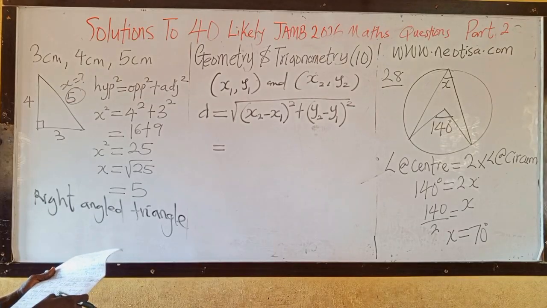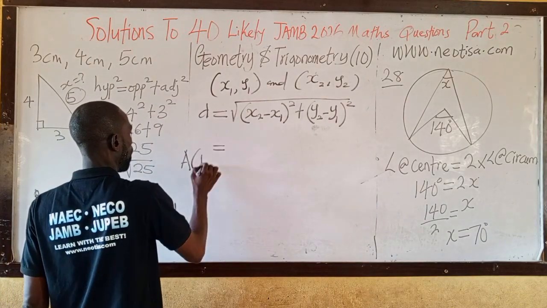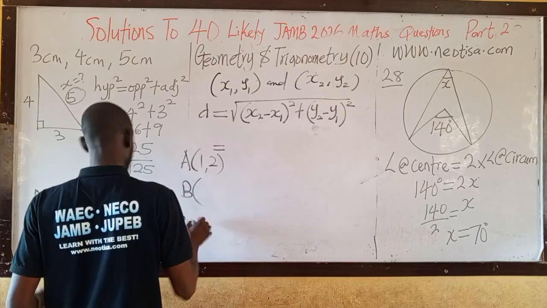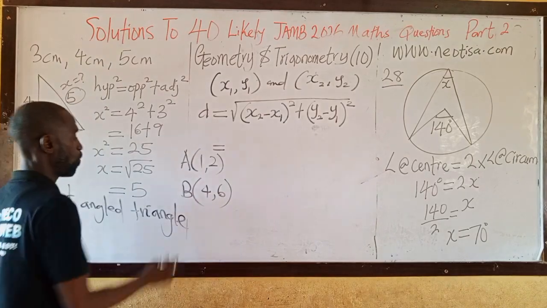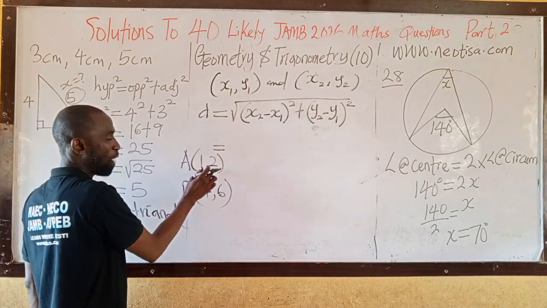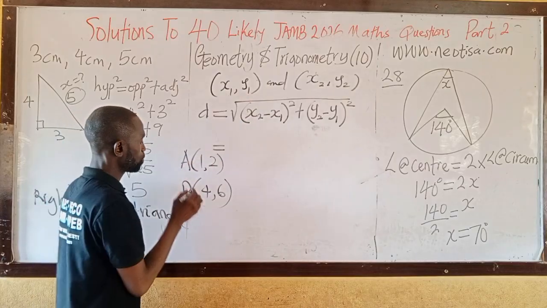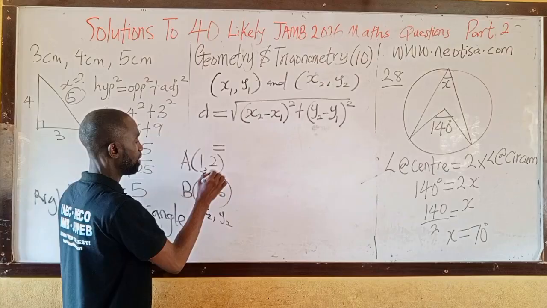We have 1 and 2, 4 and 6. So those are the 2 points: A is 1 and 2, B is 4 and 6. So what's the first one? This is our x1, y1. Don't make a mistake. Once you label it wrongly, you can't get the correct answer. This is x2, y2. This is x1, y1.